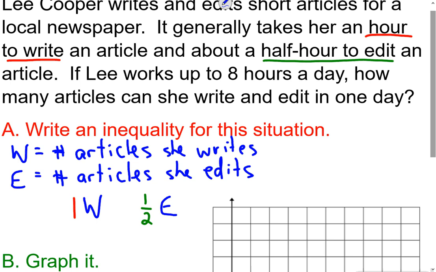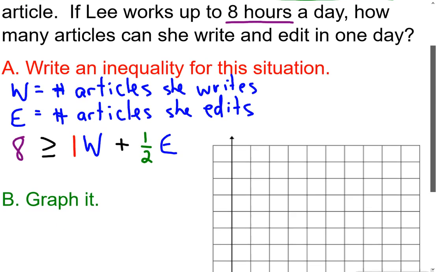Well, now we would need to add these two together to get her total time spent writing and editing. And we know that she has 8 hours in her day. So those two added together is going to have to compare to 8. Well, the 8 has to be the greater, oops, I wanted that to be a different color, or equal to, because if she works 8 hours, she could spend the entire 8 hours working on writing and editing. So there's my inequality.